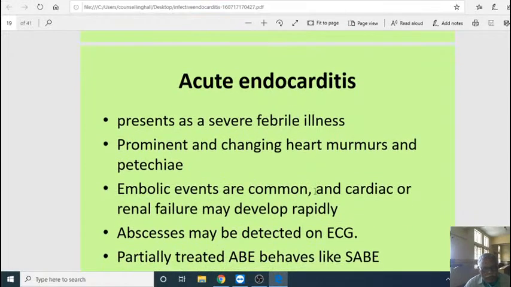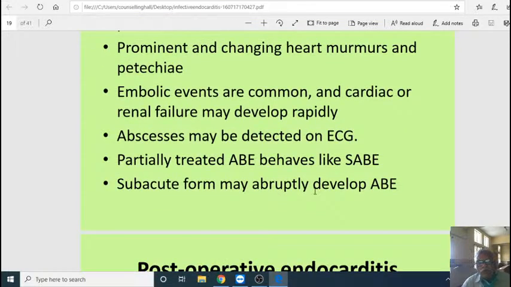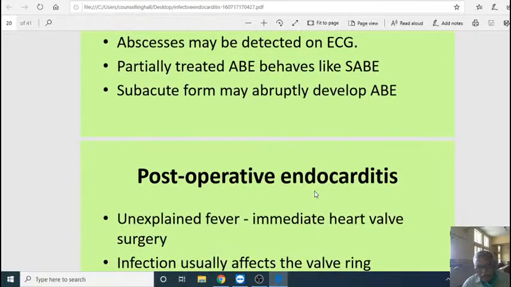Acute endocarditis presents as a severe febrile illness with prominent and changing heart murmurs and petechiae. Embolic events are common, and cardiac or renal failure may develop rapidly. Abscesses may be detected on echocardiography. Partially treated acute bacterial endocarditis behaves like subacute bacterial endocarditis. The subacute form may abruptly develop into acute bacterial endocarditis.